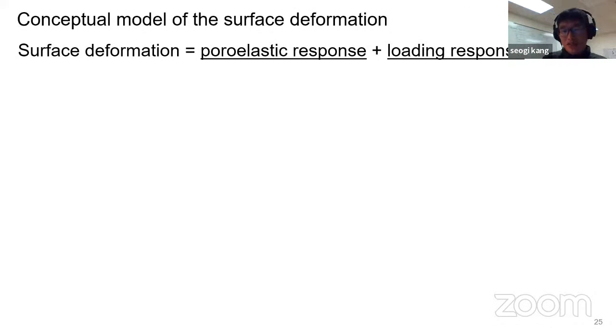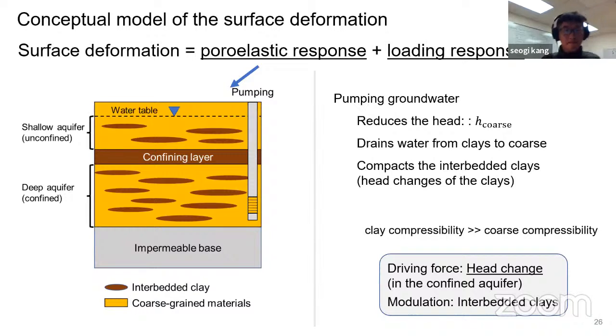The conceptual model of the surface deformation in the Central Valley can be like this. Surface deformation equals total elastic response, which is related to the changes in groundwater elevation or groundwater head level, plus some loading response, which I'm going to explain later, plus some noise. This is a fair assumption in the Central Valley, but it could fail in different locations. I'm going to start with the poroelastic response, because that contains the information we want about the groundwater head level.